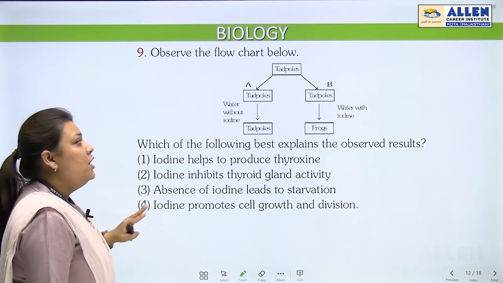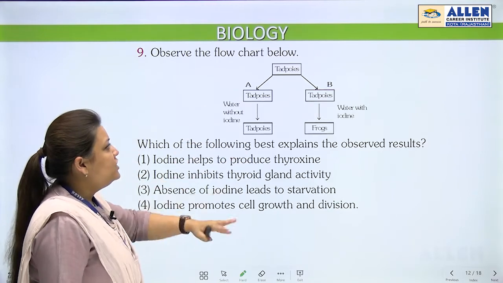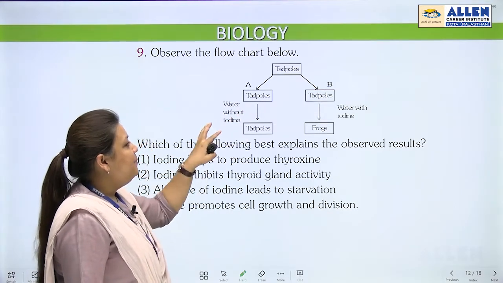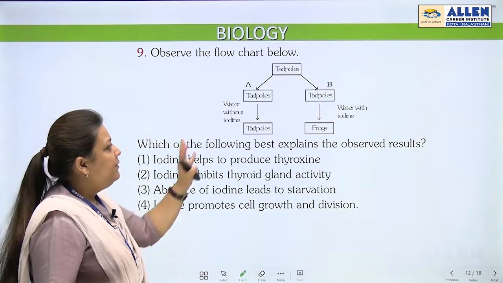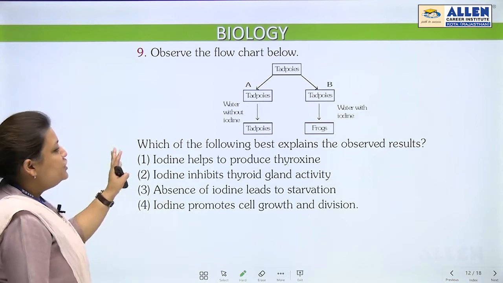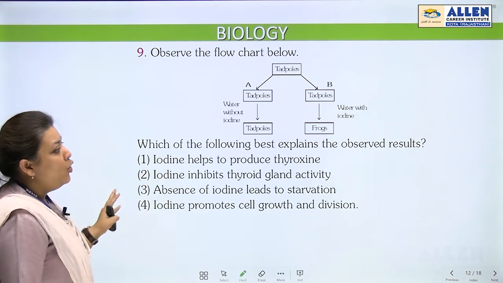Observe the flow chart below. Clear? So, this is the flow chart. There is a tadpole A and B. Clear? One tadpole has been placed in water without iodine, and the other tadpole has been placed in water with iodine. Is it clear? So, which of the following best explains the observed result?